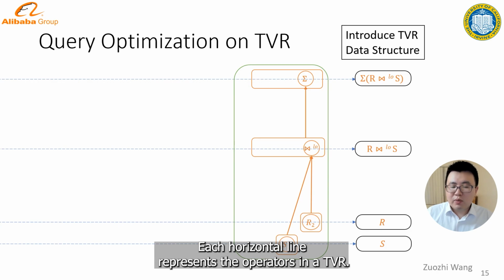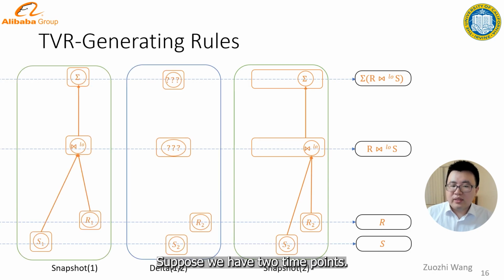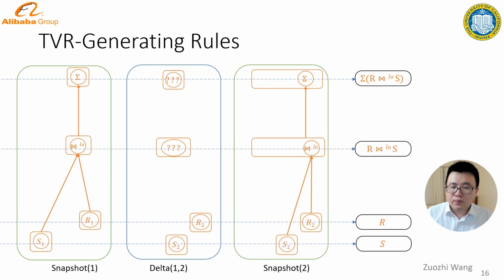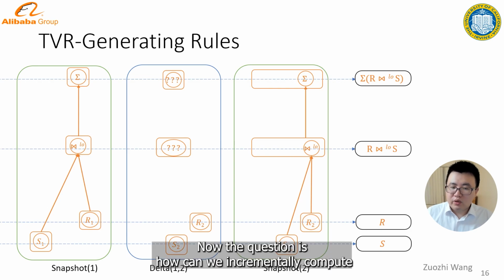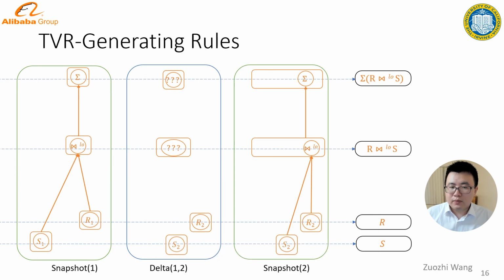We introduce TVR as an extra data structure in the query optimizer. Each horizontal line represents the operators in a TVR. Initially, we have an operator tree of the original query. Suppose we have two time points. We first expand it into three operator trees for snapshots at T1, T2, and the delta from T1 to T2. Now the question is, how can we incrementally compute the join operator and the aggregation operator?